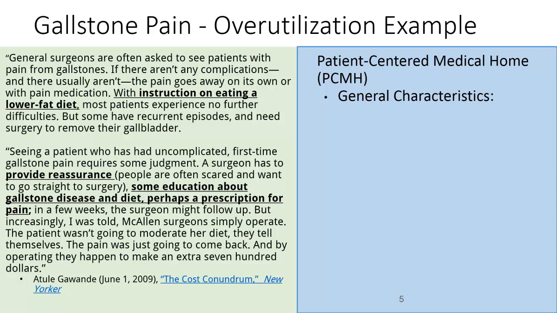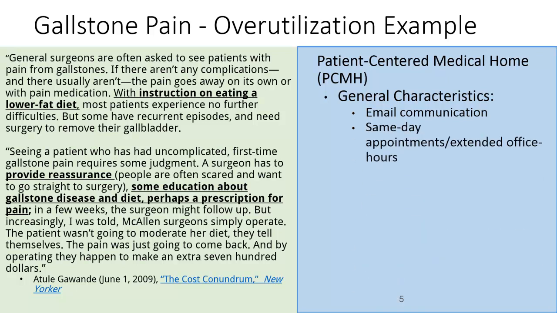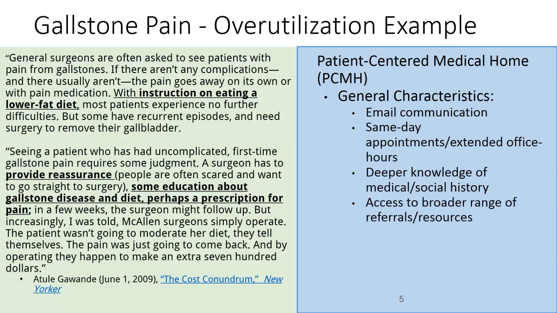of issues. And some characteristics of a PCMH include email consultations where the patient can shoot their doctor an email and get a response. Same-day appointments and office hours that go a bit later into the evening. Someone who has a deeper knowledge of the patient's medical and social history and an ongoing relationship. They would be able to know whether this patient is going to be successful in changing their diet or how likely they will be. And access to a broader range of referrals and resources.